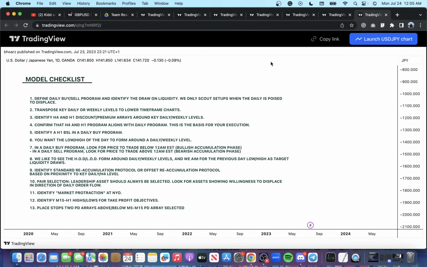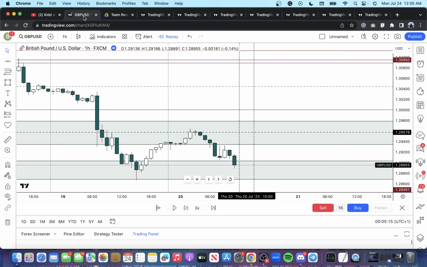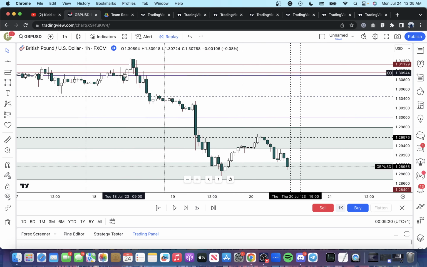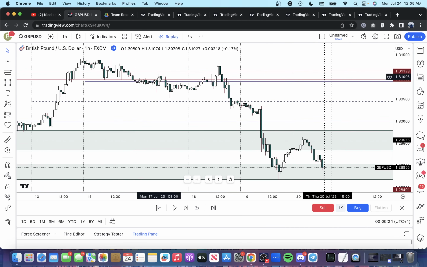Now, if you go back to the checklist, we want to see the higher low of the day form around key daily or weekly levels. That's what you see here. On Tuesday, that's what you see here. On Monday, that's what you see here. On last two weeks' Friday. Do you see how it's all repeating every single time? It's repetitive. That's why I have this checklist, and that you have to follow through. Anyways, let us continue with what we're seeing.